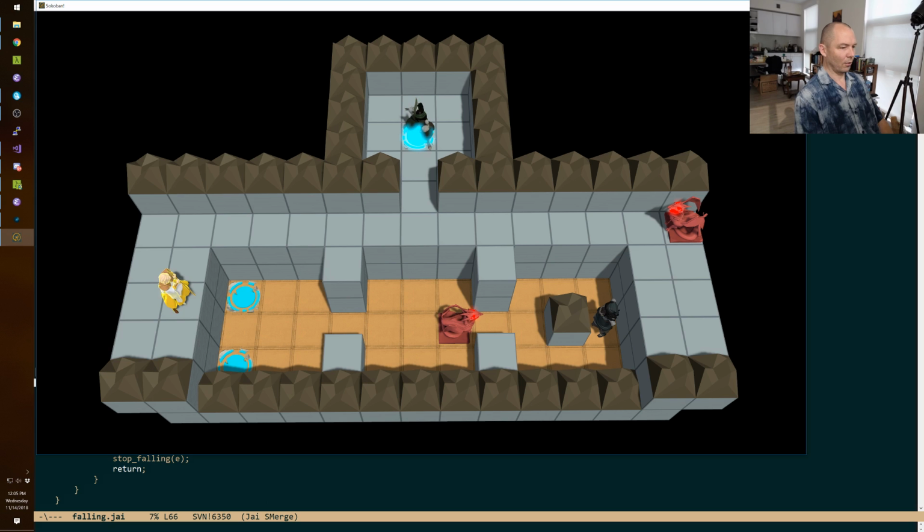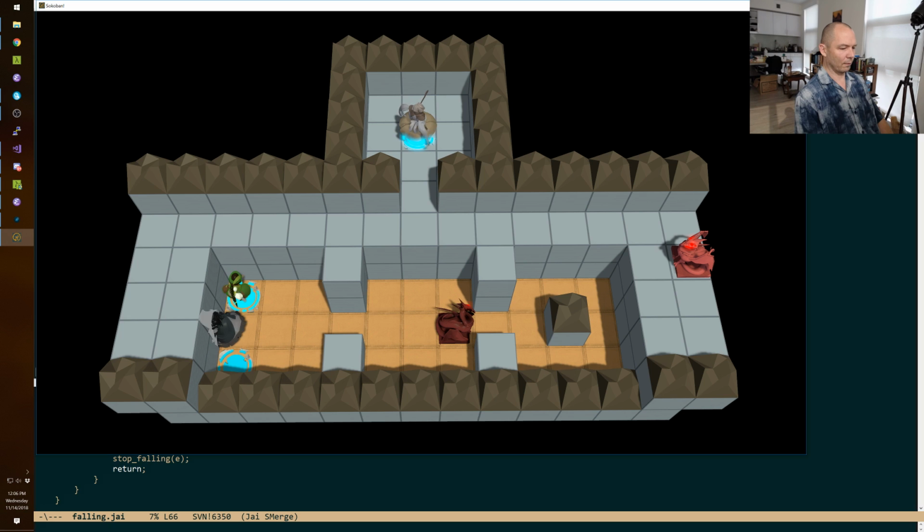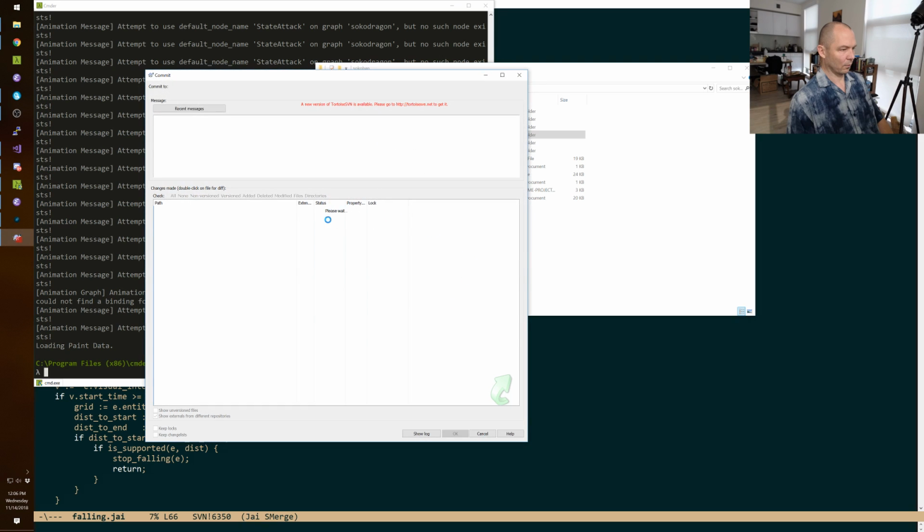Well, let's test the level that has falling, just to be basic. Oh God, we're processing new assets. This level has falling. All right, great. It works. Ship it. Boom.